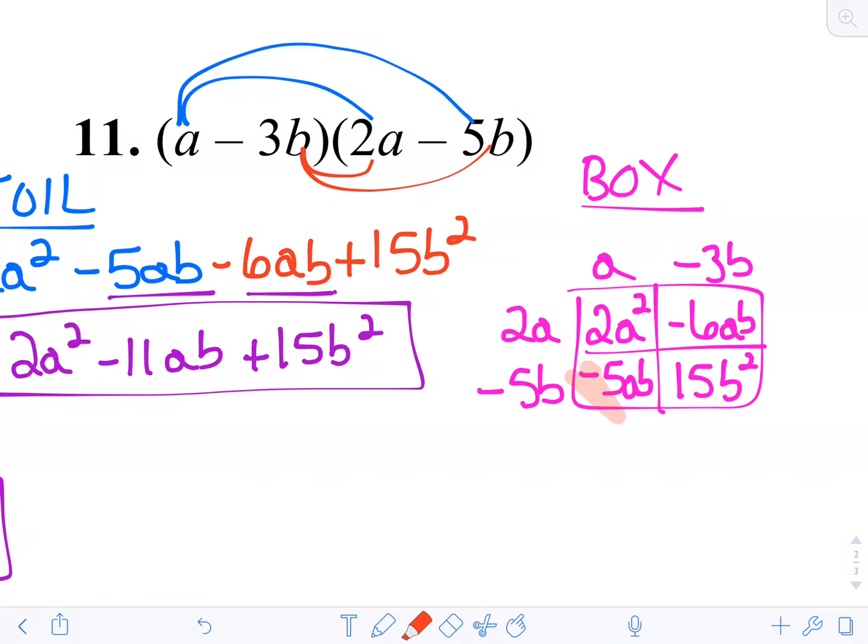And again, right here in the diagonal are my like terms I need to combine. So we have a 2a squared, negative 5, negative 6 is negative 11ab, plus 15b squared.